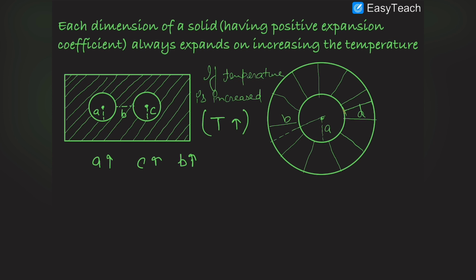And in a similar way, in this case, obviously A will increase, B will increase, and you can see that initially B is greater than A. Therefore the change in B will be greater than the change in A, which means that D will also increase. What I mean to say is that when the outer edge of the disk is increasing more compared to the inner edge, then D will also increase, obviously.